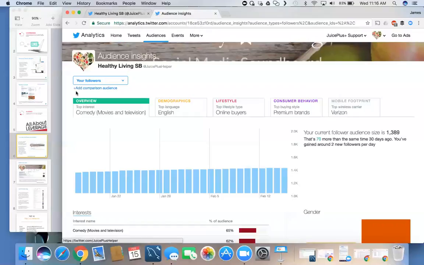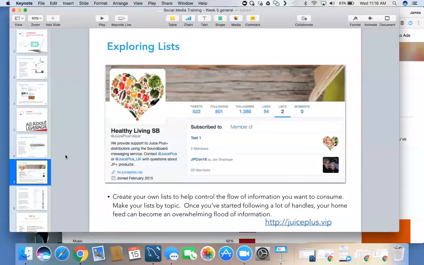Now, the next thing I want to talk about is a lesser known feature of Twitter which makes life on the platform a lot easier, and that is lists. A list is something that you can create, and what a list does is it allows you to arrange what you care about to engage with by topic.